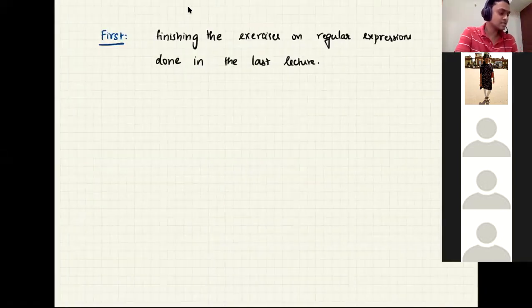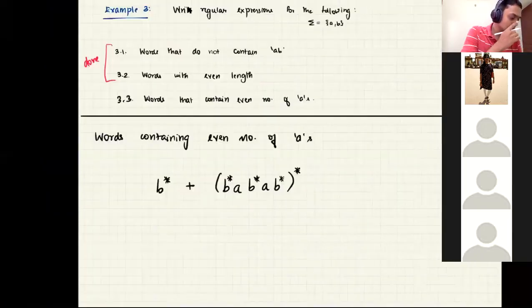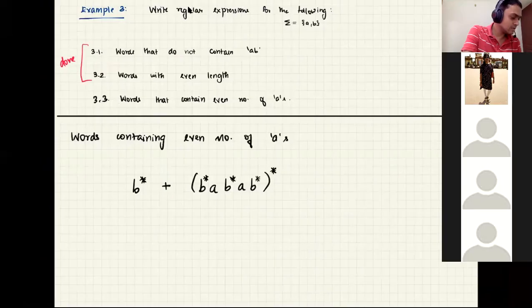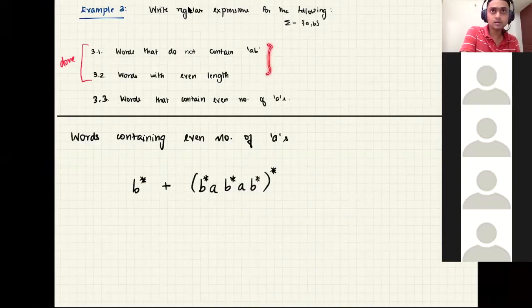So let's first finish the exercises on regular expressions that we did. So these were the three things. Write regular expressions for the following. The first two things we already have seen. The other thing was words that contain an even number of A's. Okay, so an even number could be 0 or a multiple of 2.